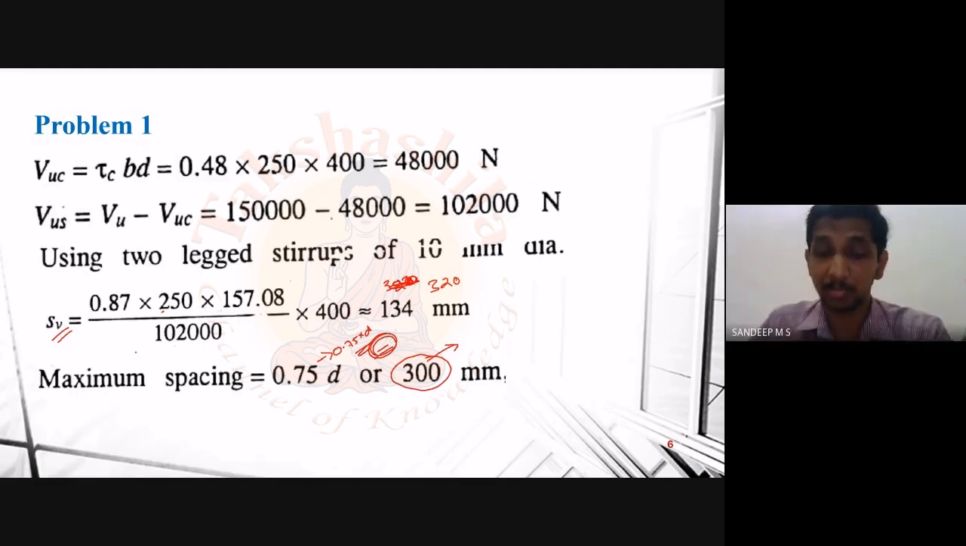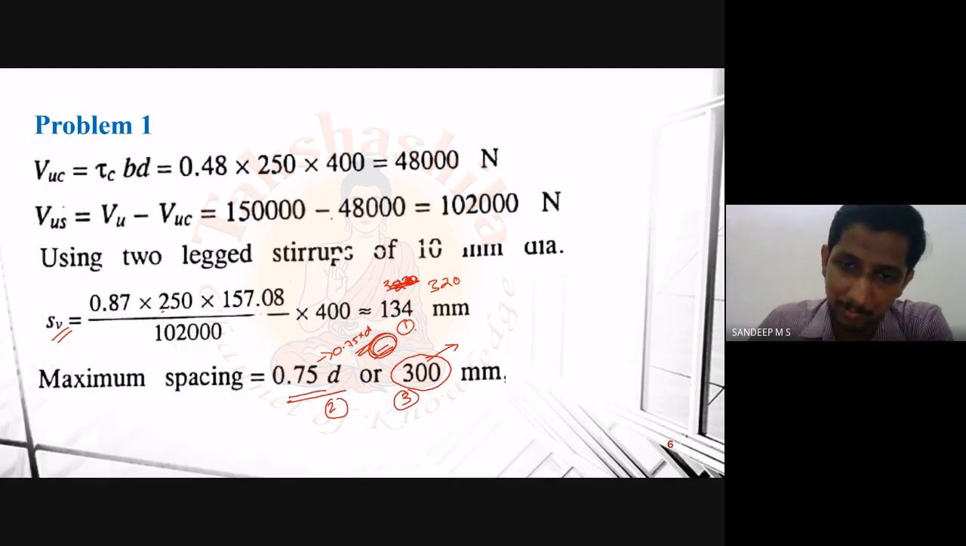We have to calculate both. Say what is the value of 0.75D coming, and we also have to compare 300. Right now we will be having three values. This is my first value. This is my second value. This is my third value. And in this, I have to provide the spacing as the smallest one. If this is the smallest, you can proceed with this.